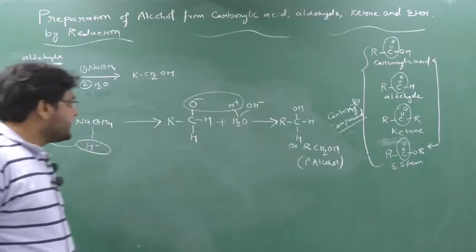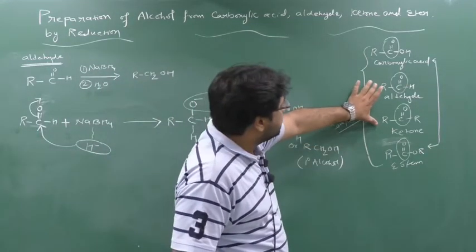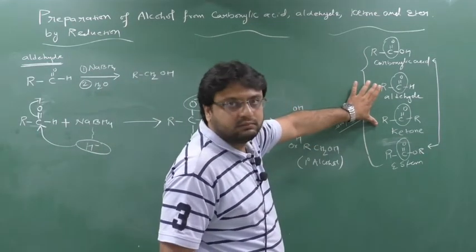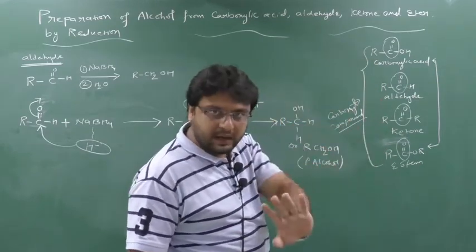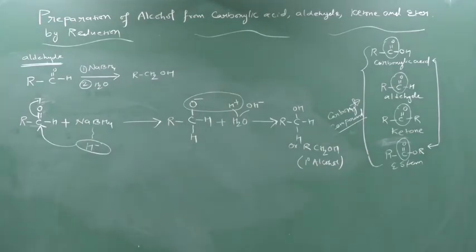In this way I got the answer. Please remember that in aldehyde and ketone there is only a single attack. But in carboxylic acid and ester there will be a double attack. How double attack? I will show you. Clear? This part is clear. Now I will see certain examples.